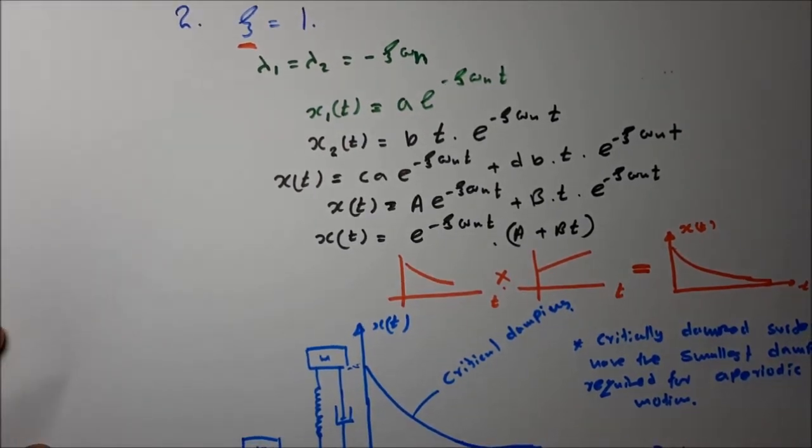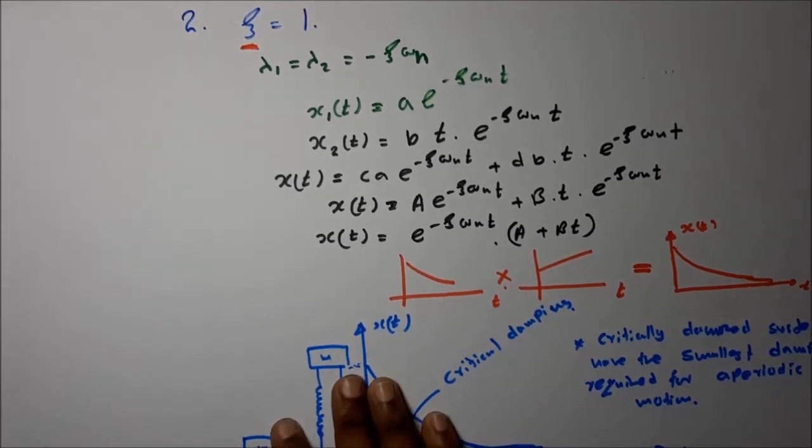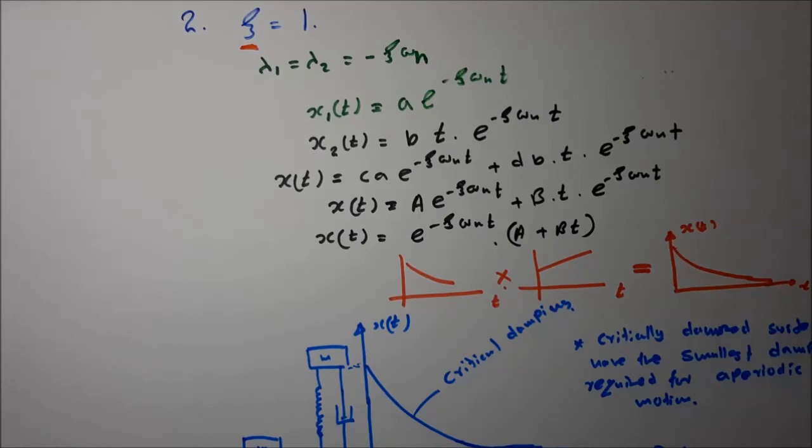Then we are going to discuss the third situation. What is this third situation? Theta is less than 1. Then what happens when theta is less than 1? For the quadratic equation, we are having two distinct imaginary roots.